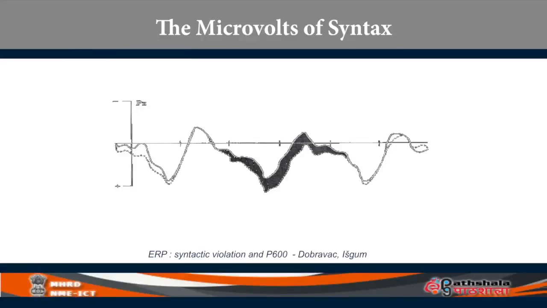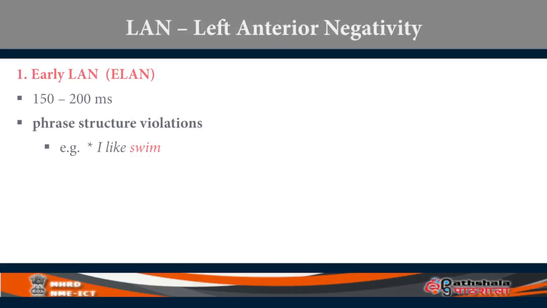But let's look a little closer at LAN, ELAN and P600 visually. Again, I have borrowed this from a published study. So you can see that ELAN is early LAN between 150 and 200 milliseconds, associated with phrase structure violation. Suppose your brain hears something like "I like swim" instead of "swimming", then it throws up ELAN.